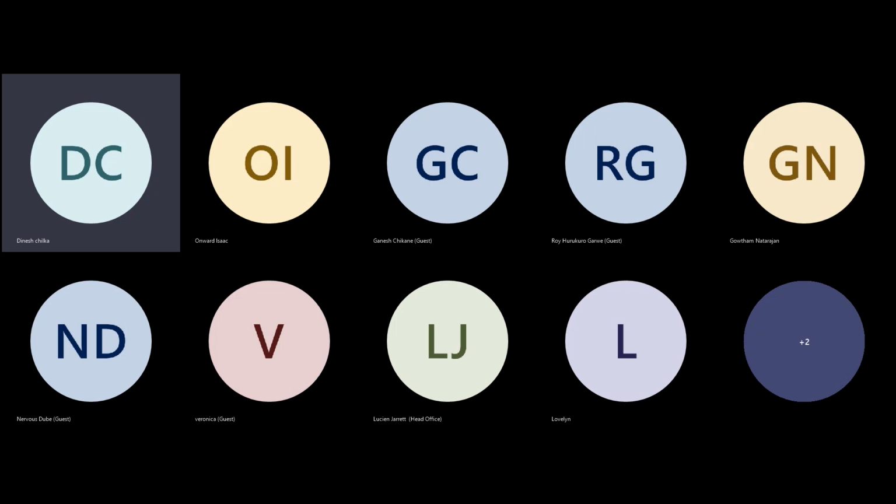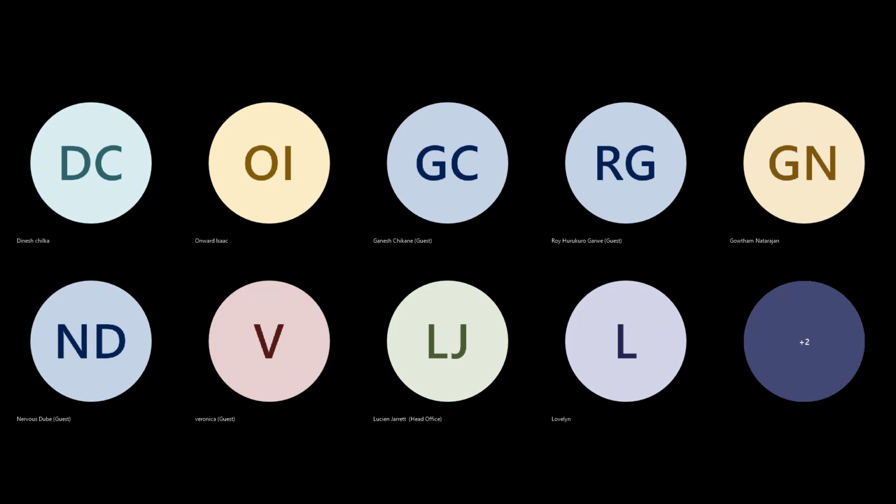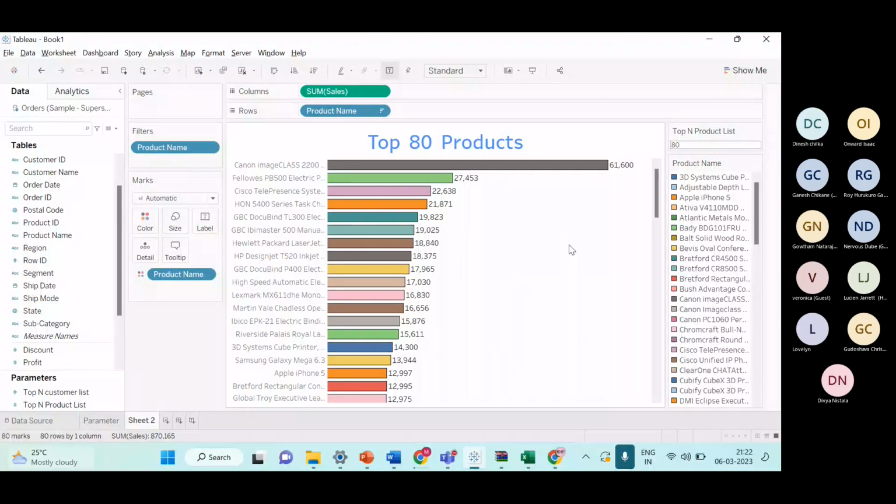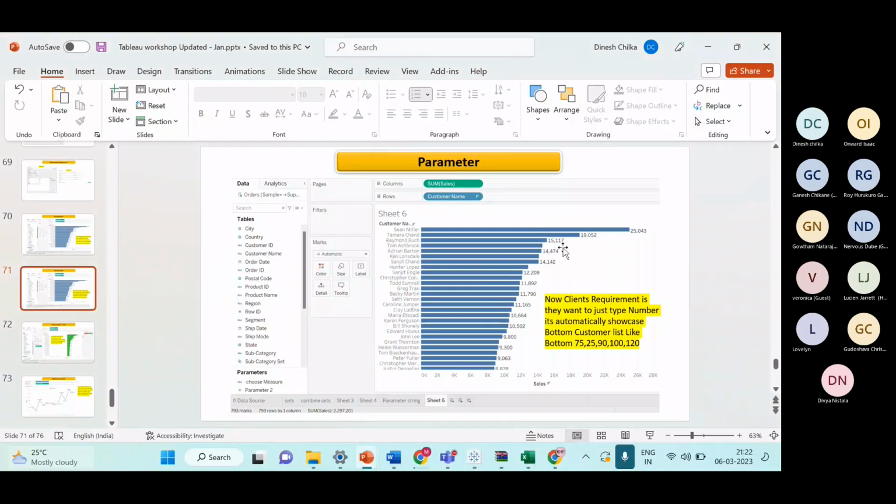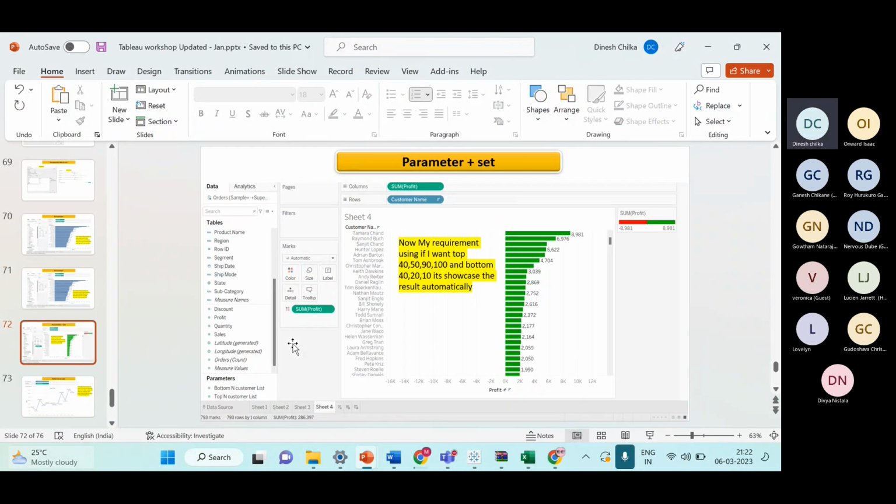Perfect. So we are going to the next stage. We're done with the parameter measure. Done with the parameter dimension as well. Now I'm working on the parameter with sets. I'm sharing my screen. Now this is nothing but parameter with sets.